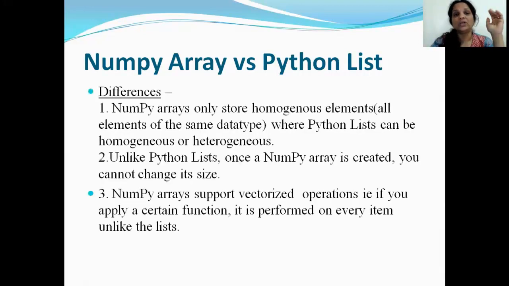Then what are the differences? In a NumPy array, some call it NumPy, elements are of the same kind. And that is what you mean by the term homogeneous elements. Whereas when you talk about a Python list, it could be homogeneous or heterogeneous.